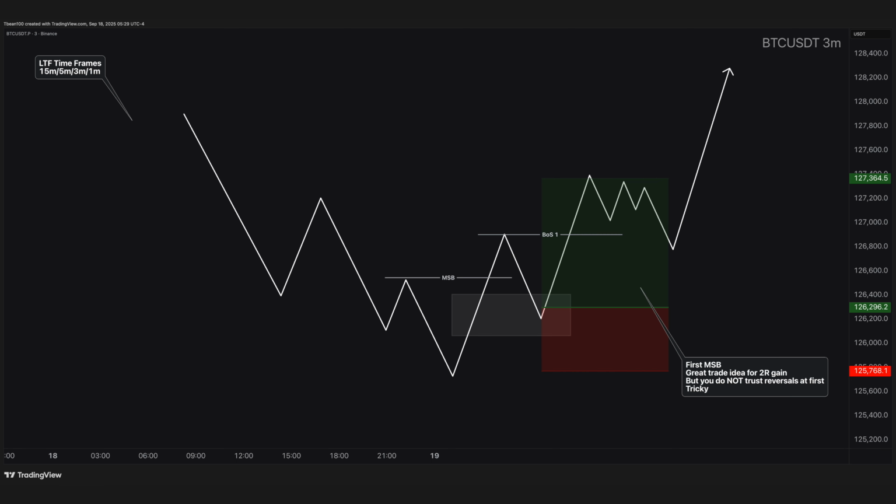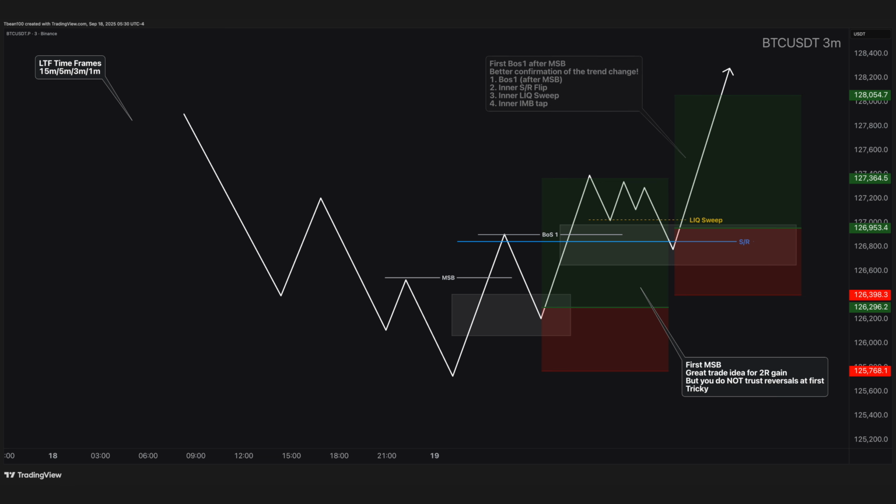This is why I sometimes suggest waiting for the first break of structure if you find yourself getting stopped out too much. Maybe you notice an inner support or resistance flip in the location, paired with an inner liquidity sweep and even an inner imbalance area forming. These setups are what I call the A+++ trades. Why are they so powerful?